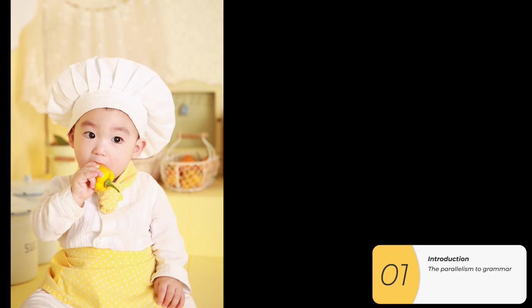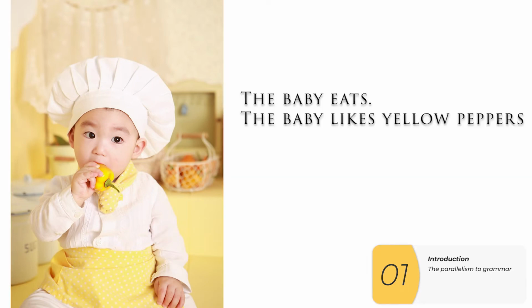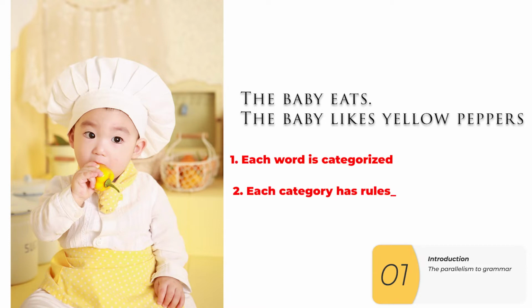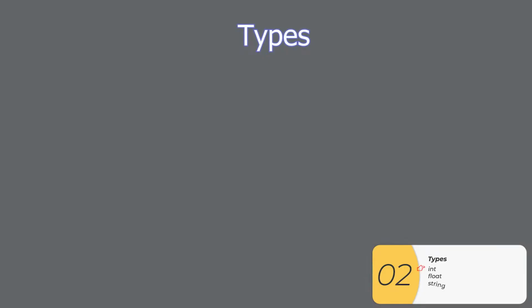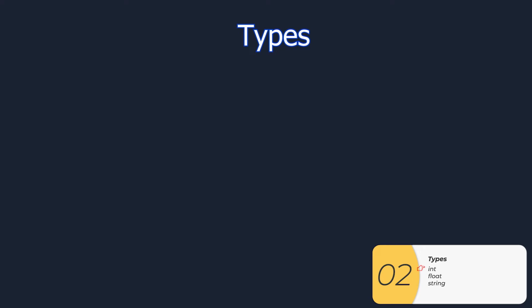Alright, let's get going. So first I want to point out how the English language works. If I have a sentence like this, the baby eats, you know that there's nouns and verbs and adjectives, and each of these are parts of speech. Each of these words is categorized according to a part of speech, and each of these categories has rules that you have to follow. Well, a computer language is pretty much the same. In Python, we don't have parts of speech, but we do have what's called types.